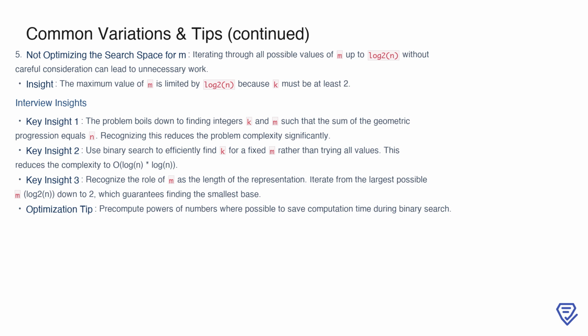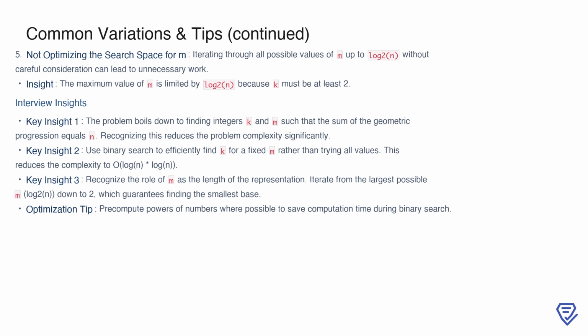Instead of testing every possible value of k, we can use binary search to efficiently determine k for a given m. This reduces the problem's complexity to O(log n * log n), a dramatic improvement over brute force. Another important consideration is recognizing m as the length of the representation. By iterating from the largest possible value of m, log base 2 of n, down to 2, we can ensure that we identify the smallest base first, which is the goal of the problem.